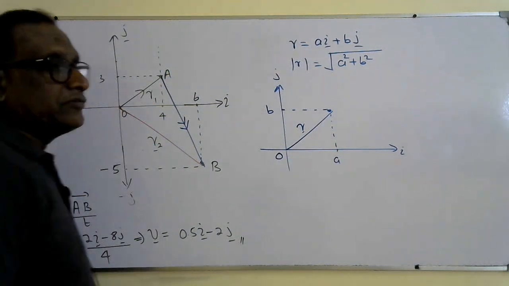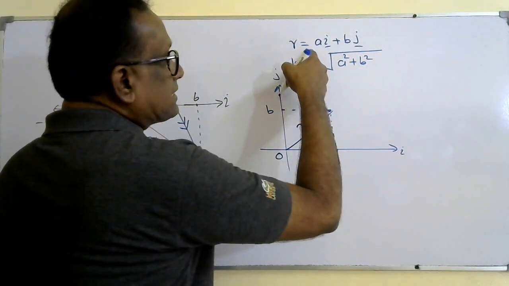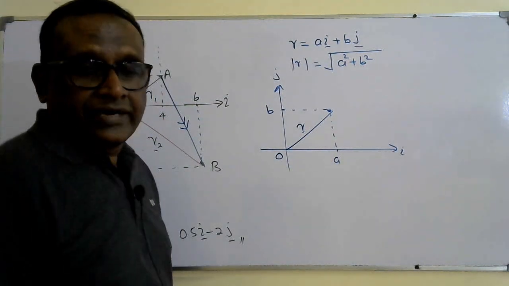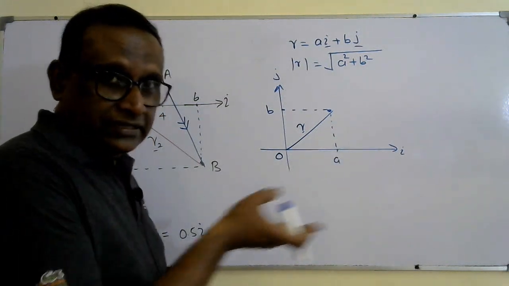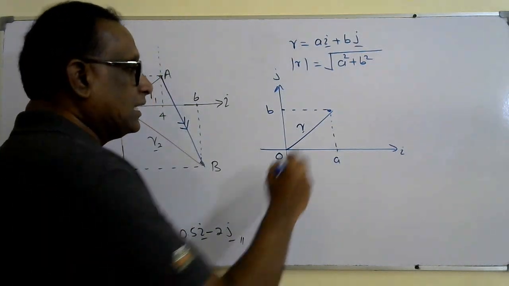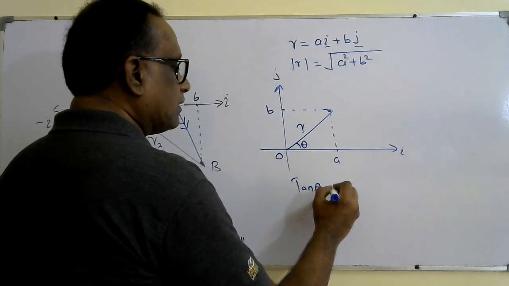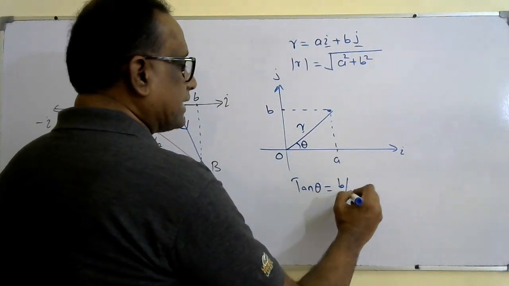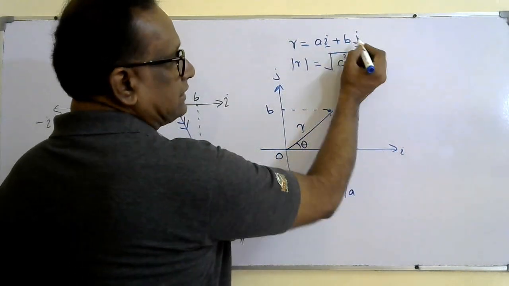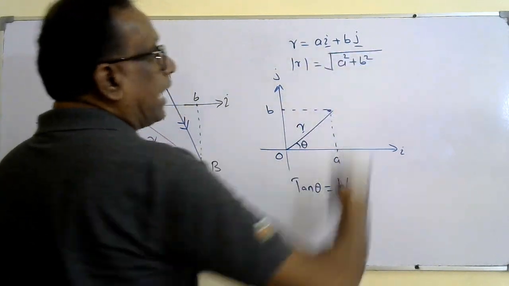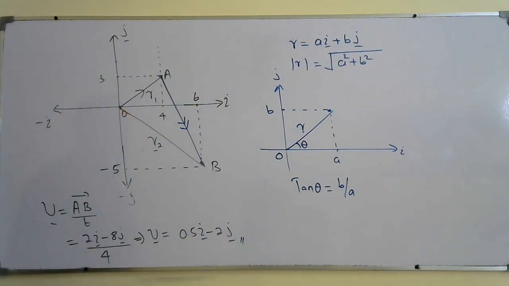And also you must be able to find the direction. If the vector is R, you can find the direction with the i direction. With the direction of i, you can find the angle. So if I take angle theta, tan theta equals opposite B over A. That is the value of the j component over the i component. Okay, that is the angle theta.